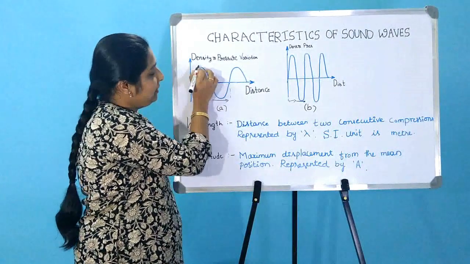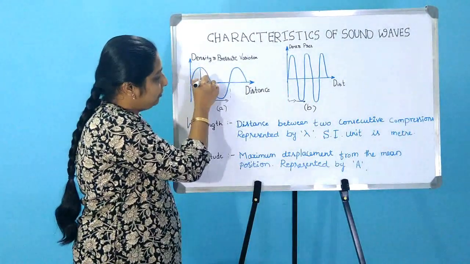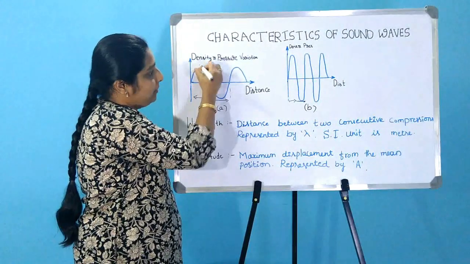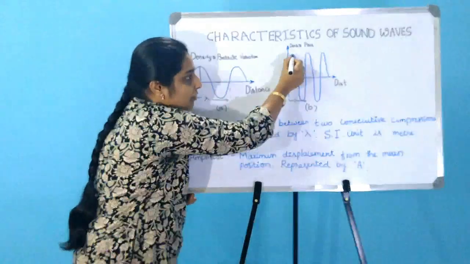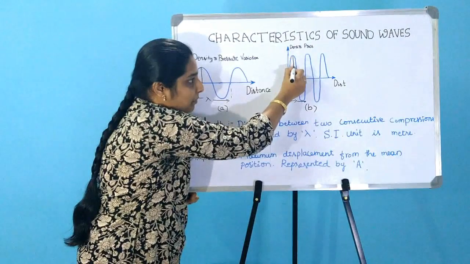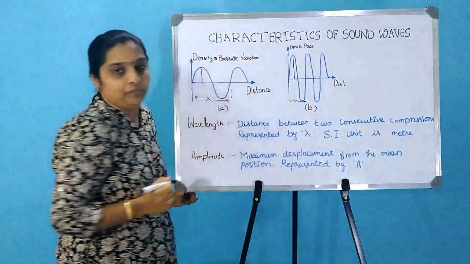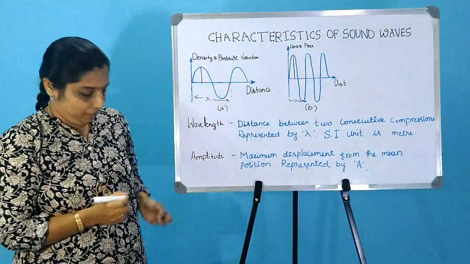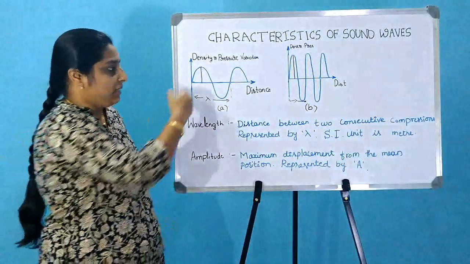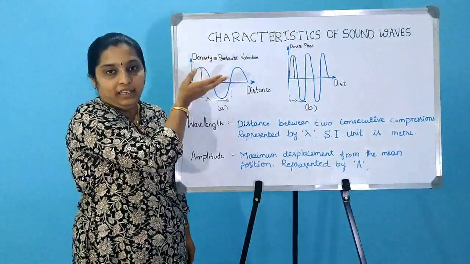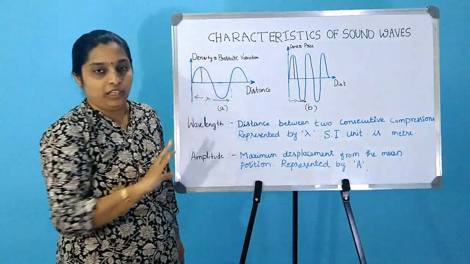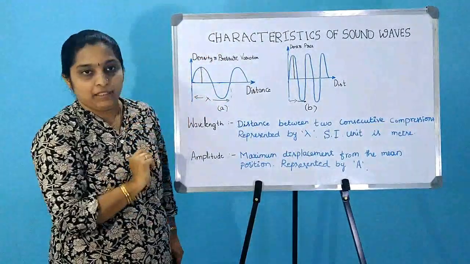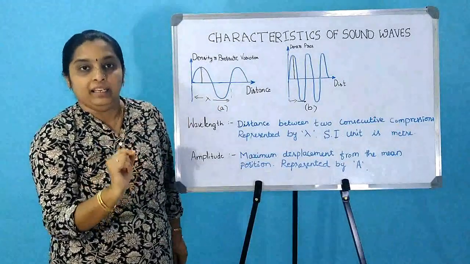It represents the highest pressure or maximum displacement from the mean position. In the second graph also, it represents the maximum displacement from the mean position. This is called amplitude. This maximum displacement can be on either side, towards the compression side or the rarefaction side. You can take both sides. And it is represented by the letter A.